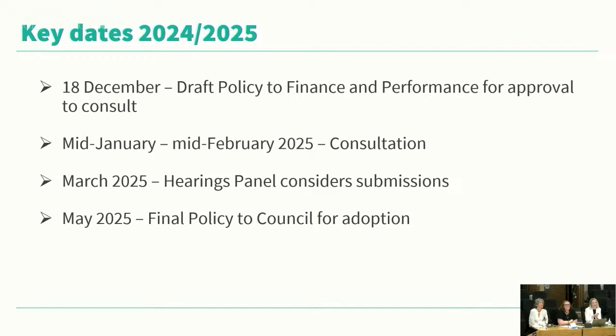And then just very quickly, the key dates have changed slightly so we could allow time to do this briefing. We will bring a draft policy to Finance and Performance for approval to go out for consultation. That will go to the Finance and Performance meeting on the 18th of December. Subject to your approval, we will commence consultation in the new year. Consultation will run mid-January through to mid-February. We'll have a hearings panel likely in late March, depending on availability of councillors and committee staff, and then we expect we will present the final report to council for adoption at the end of May.